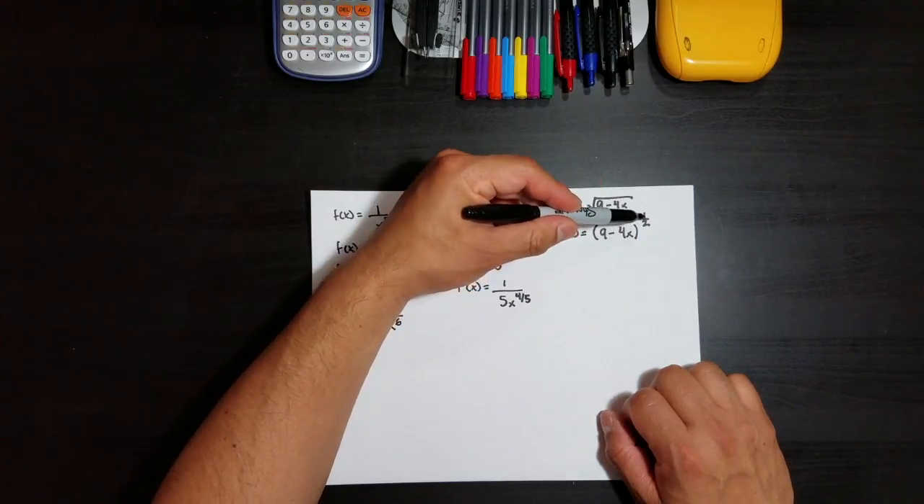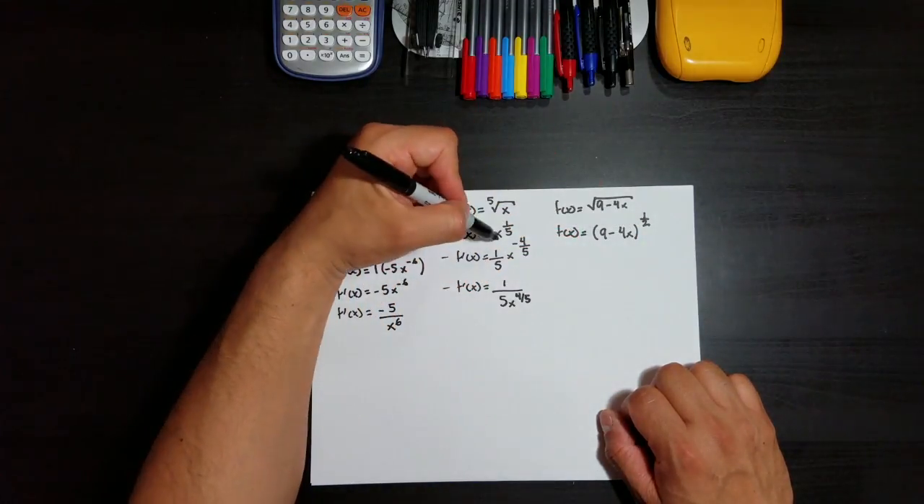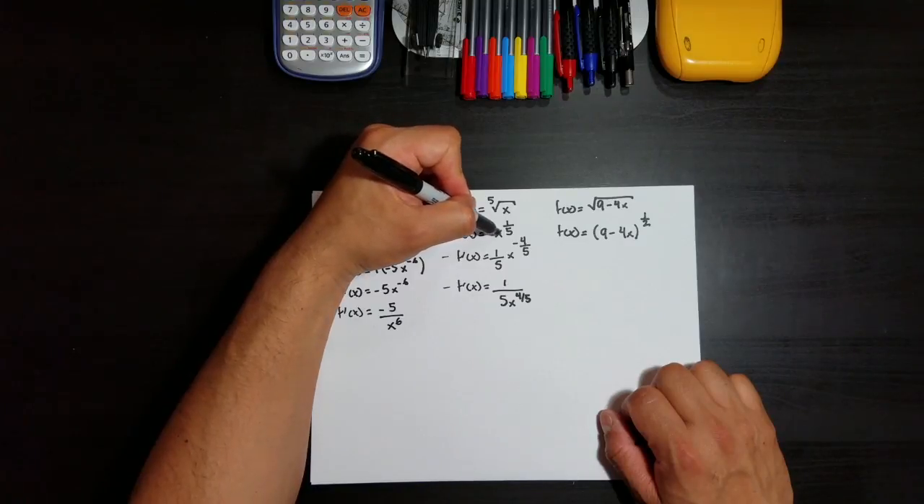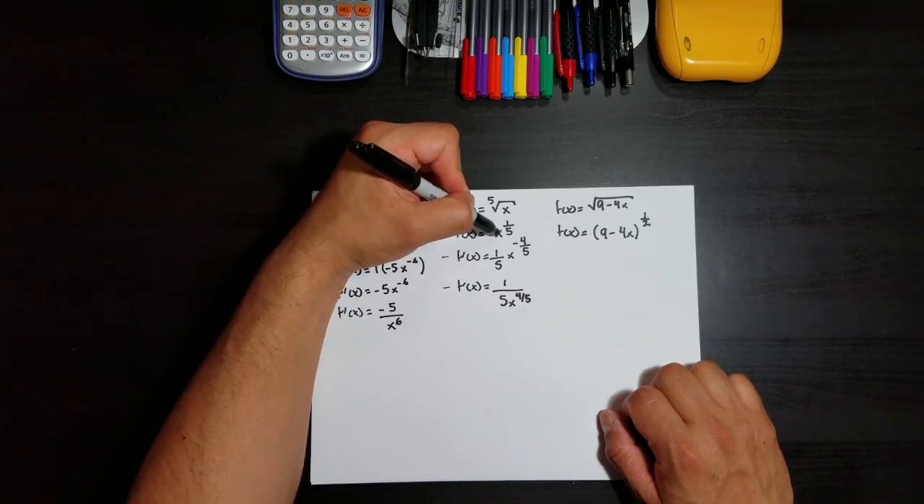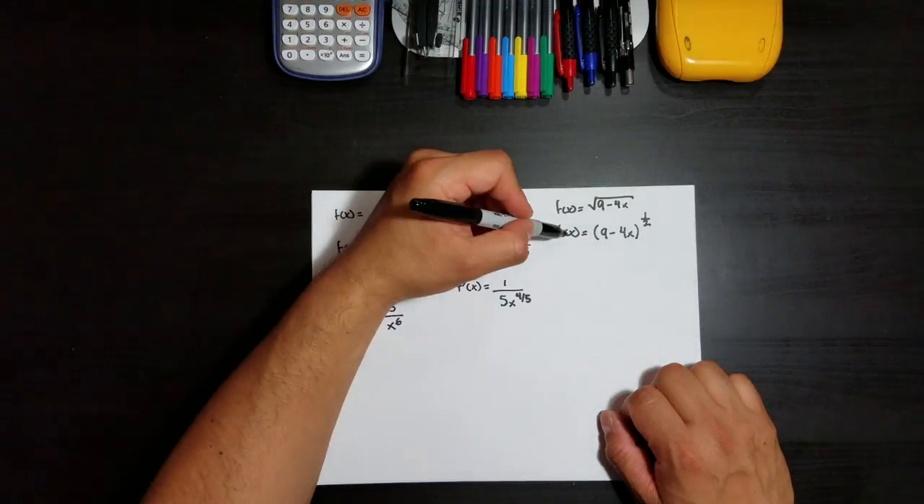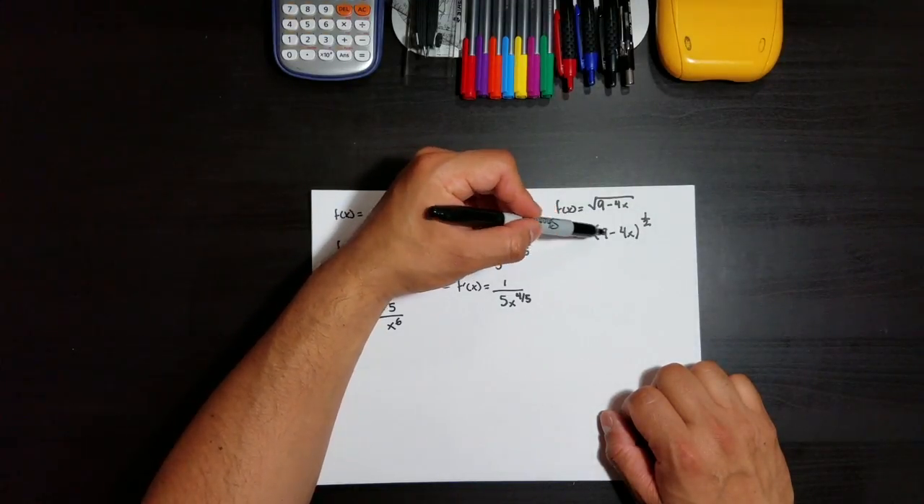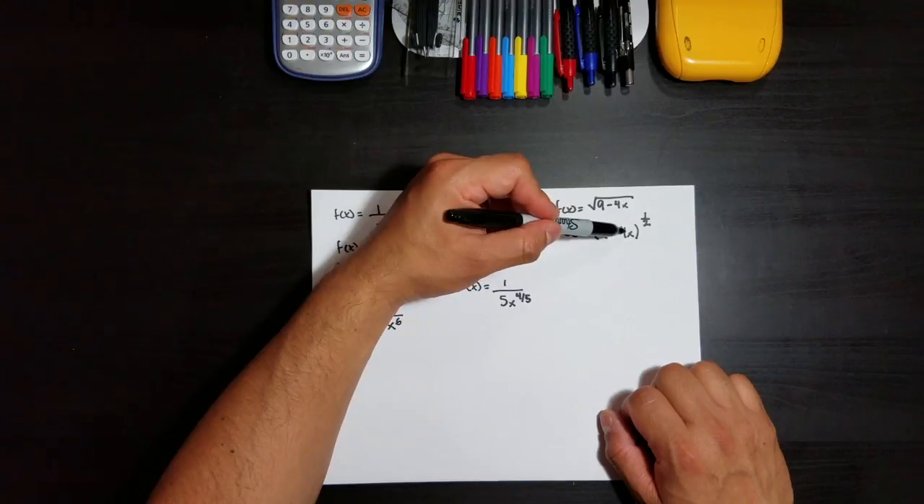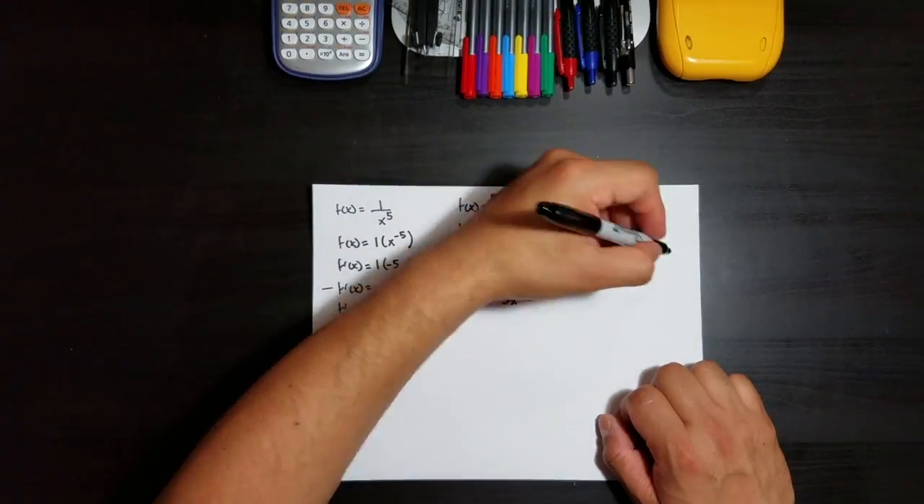Notice here how this looks the same as this one here, but because here we only had 1 variable, you had to apply the power rule. In this case, we have a full function within the parentheses. So in this case, you have to apply the chain rule.